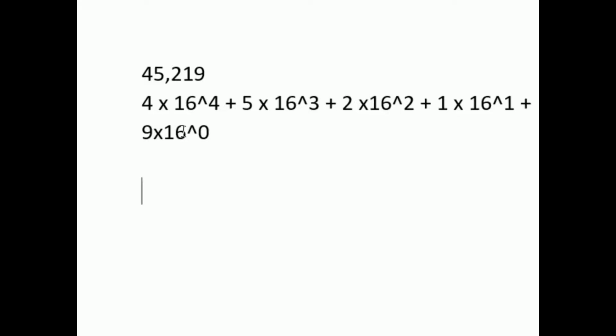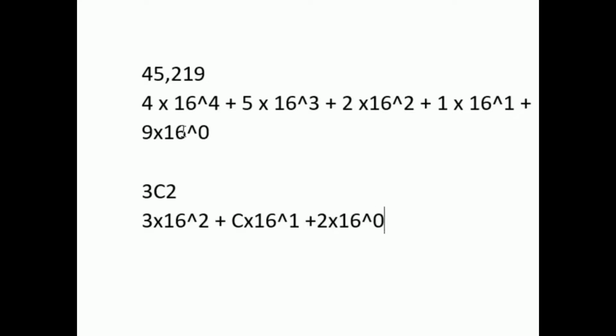Now let's look at a smaller hexadecimal number that has some digits beyond 9 and convert it to decimal. We will take 3C2 in hexadecimal and convert it to decimal. Let's write this out in an extended place value notation. We have 3 times 16 squared plus C times 16 to the 1st plus 2 times 16 to the 0.